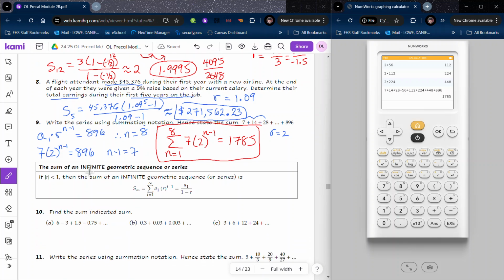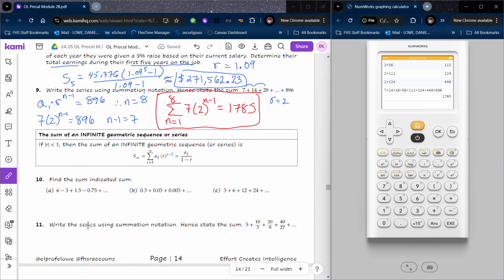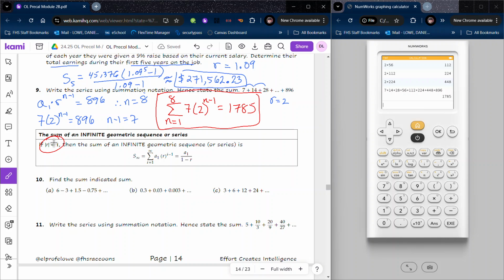Okay? And lastly, what if we had an infinite geometric sequence that we wanted to add up, or an infinite geometric series, the summation of the sequence? That will work as long as the magnitude of my ratio is less than 1. If the magnitude of my ratio is less than 1, the sum to infinity is nothing more than the first term divided by 1 minus the ratio.